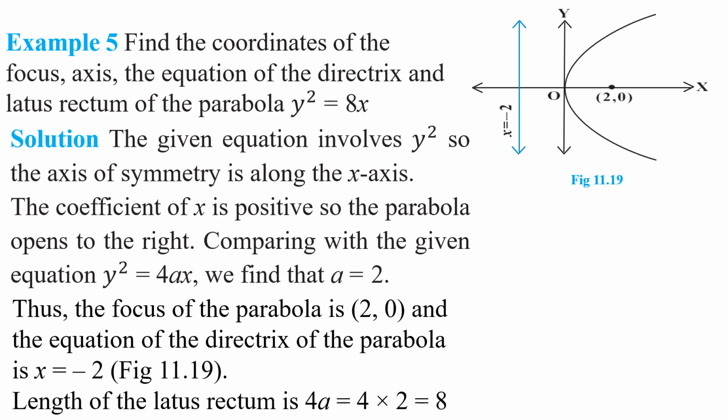That is equal to 4 into 2, that is equal to 8 units. Understood this step, my children? The length of the latus rectum is equal to 4a. So 4 into what is the value of a here? 2. So 4 into 2 is equal to 8. Understood this example, my dear children? Right. Now let us take another example.